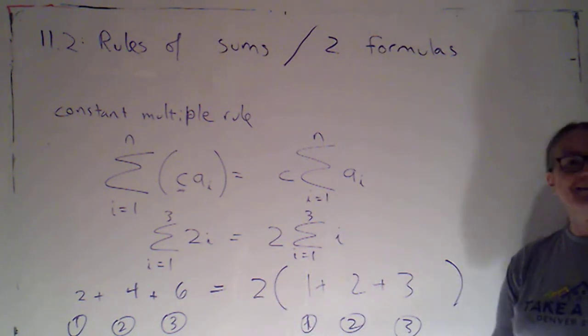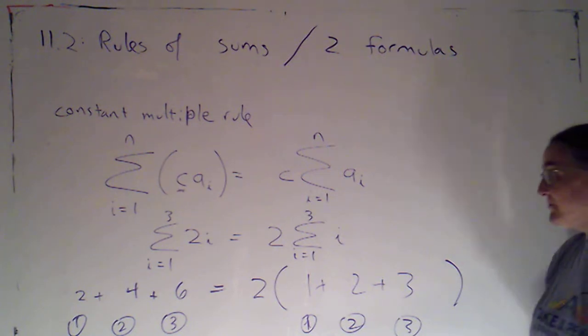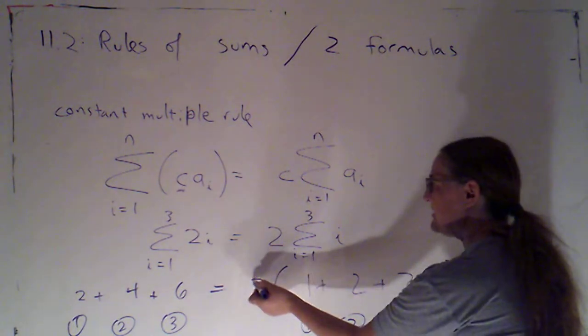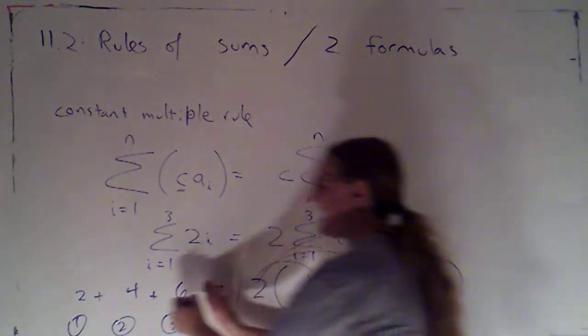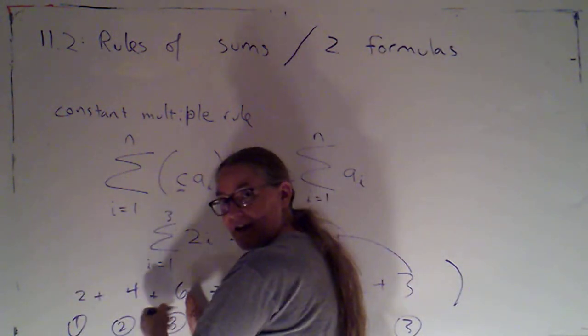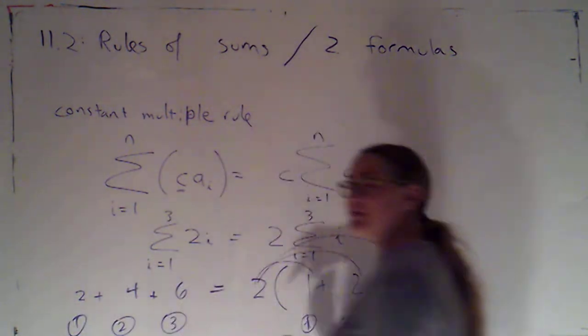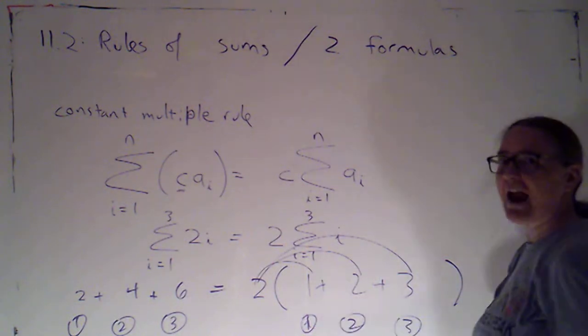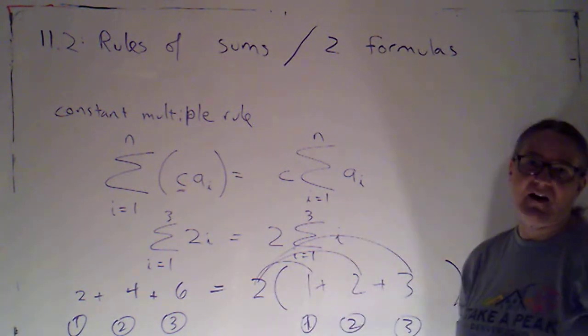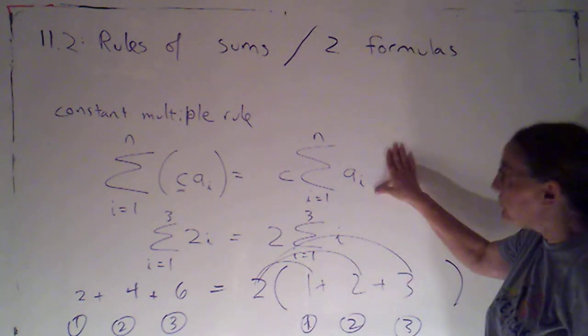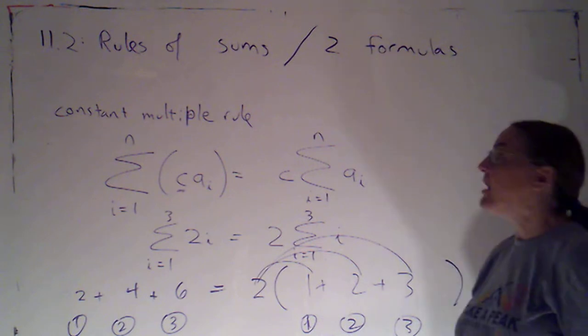And I can see this is actually just the distributive law. Here's this 2. If I distribute it to each one of these pieces, I get these 3 terms. Equivalently, since each one of those terms is even, I can factor out the 2. I can undistribute it to put it on the outside. So that's our third rule of 3.